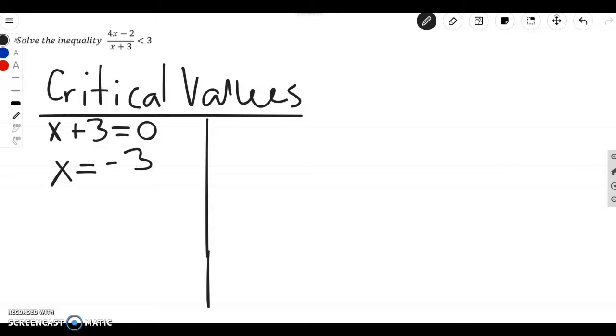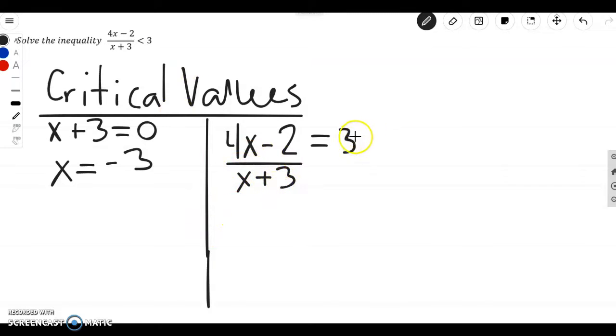Because the right-hand side does not equal 0, the way we find the critical values for the numerator is going to be slightly different. What we're going to do is replace the inequality with an equal sign, and we're just going to solve this as if it was a regular equation. So we would start off by cross multiplying. I'm going to multiply the x plus 3 times 3 to get rid of this out of the denominator. And so we'll get 4x minus 2 equals x plus 3 times 3, which is 3x plus 9.